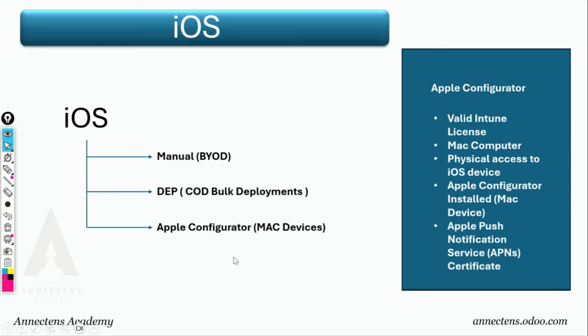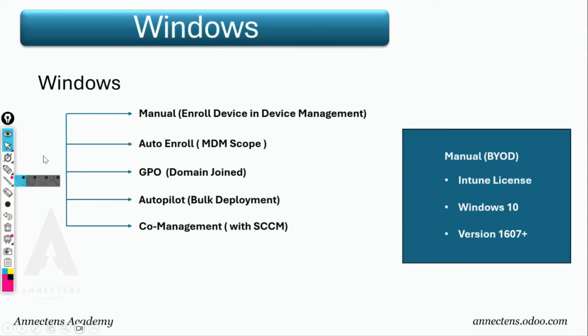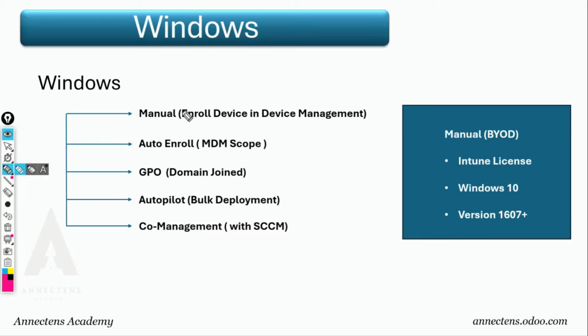Okay, so let's jump into Windows enrollment. Windows enrollment is very common, everyone is aware of it. There are 5 methods for Windows enrollment. The first method is called manual, and in this manual method we require enrolling the device in device management. We will talk about it once we are covering the Windows module, in which we will talk more about these 5 possible ways to enroll Windows devices.